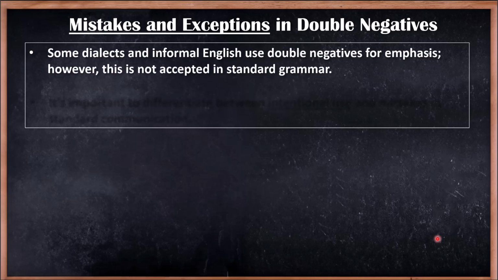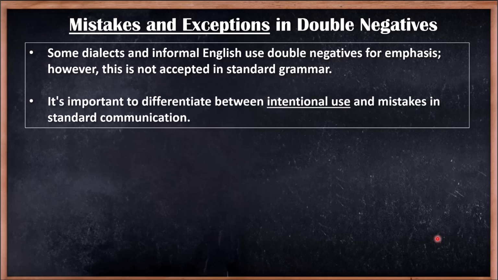So some dialects and informal English use double negatives for emphasis. There are some English-speaking regions where it is common to use double negatives, and it's not considered incorrect. However, if you are writing a formal essay or an article or a business email, it is best to avoid using double negatives because it is not accepted in standard grammar.